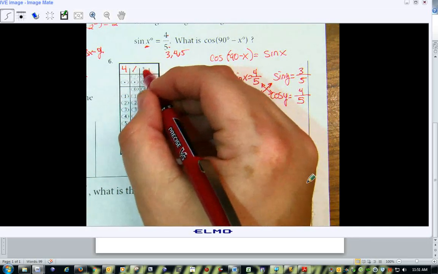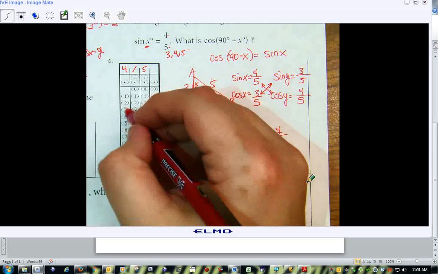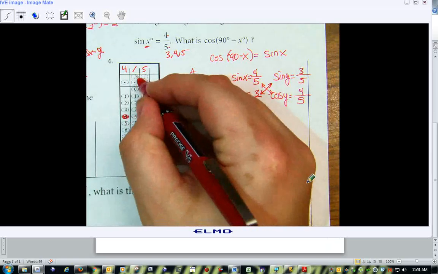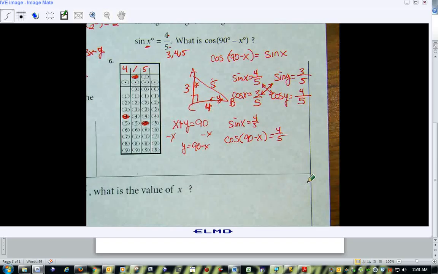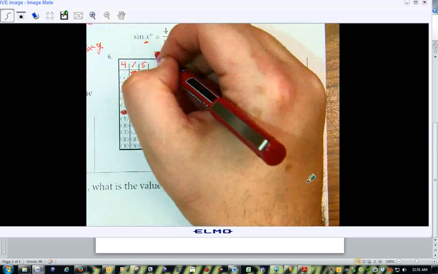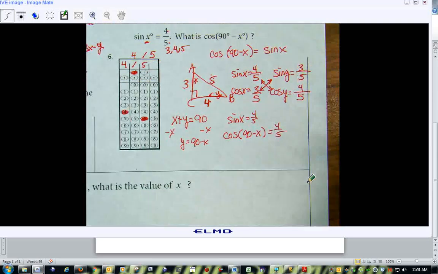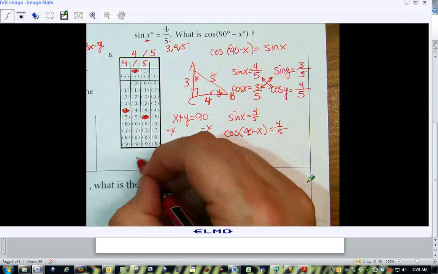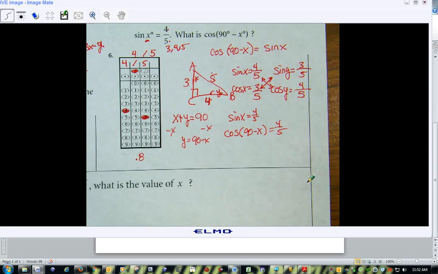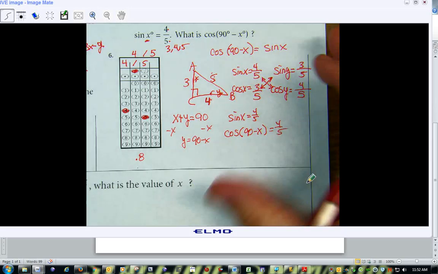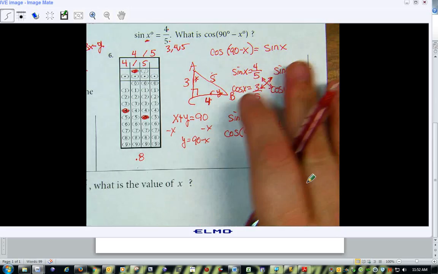4 divided by 5. Or you could have actually done this, 5 divided by 4. Or if you would have put 0.8, that would have been fine too. So those three answers should get you the right answer every single time. Alright, so now the last problem from this set.